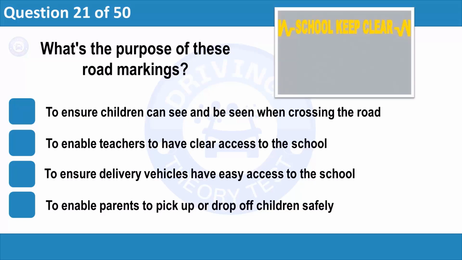What's the purpose of these road markings? To ensure children can see and be seen when crossing the road. To enable teachers to have clear access to the school. To ensure delivery vehicles have easy access to the school. To enable parents to pick up or drop off children safely.